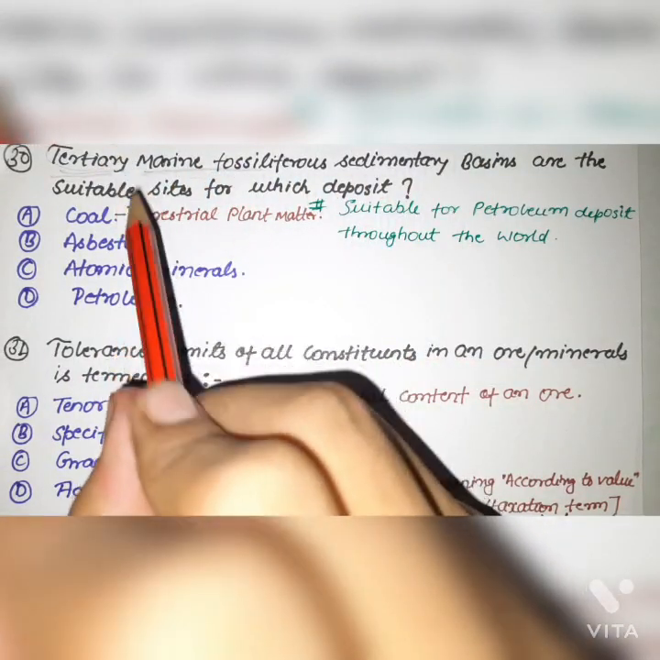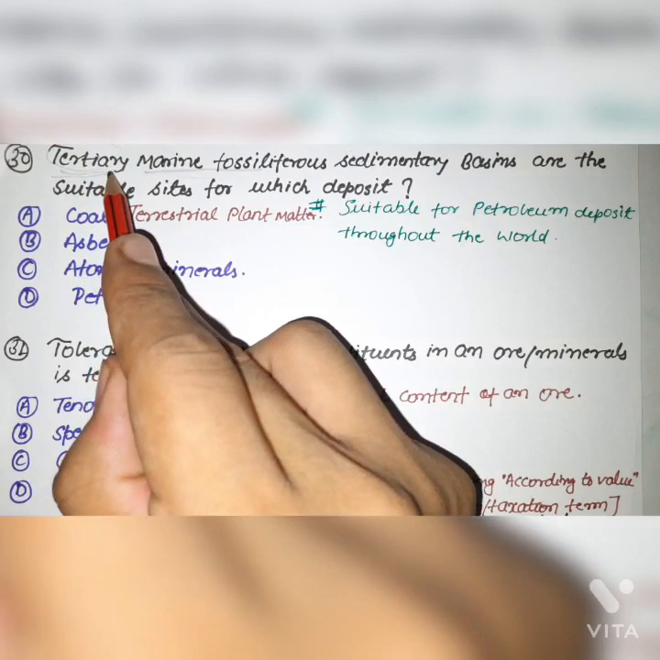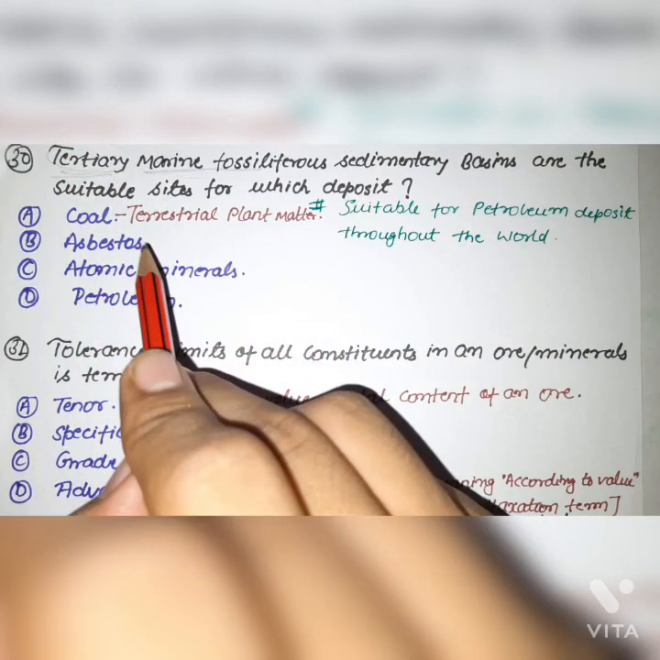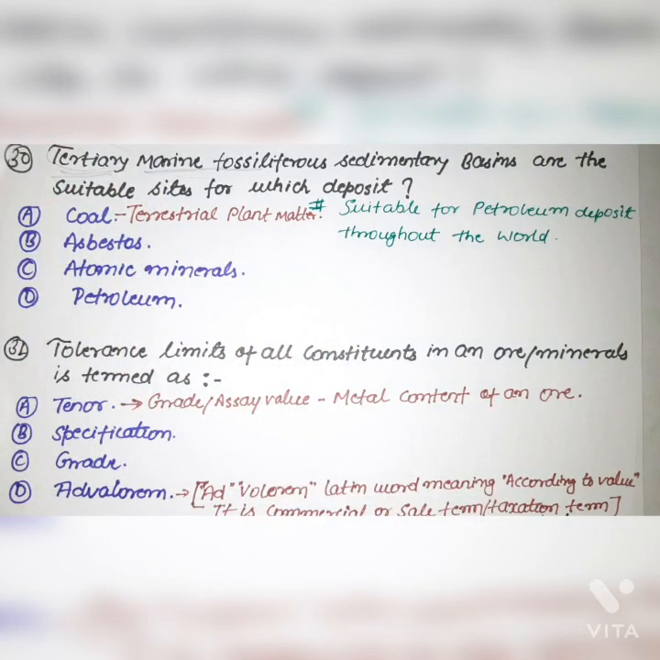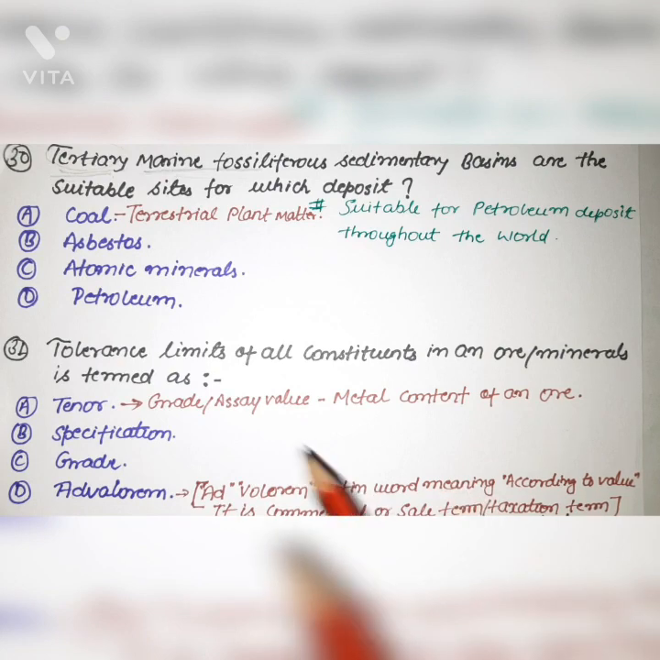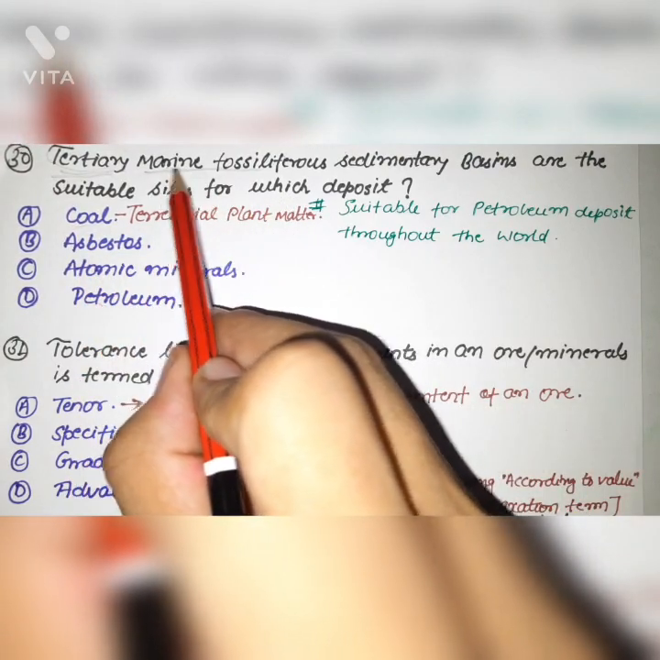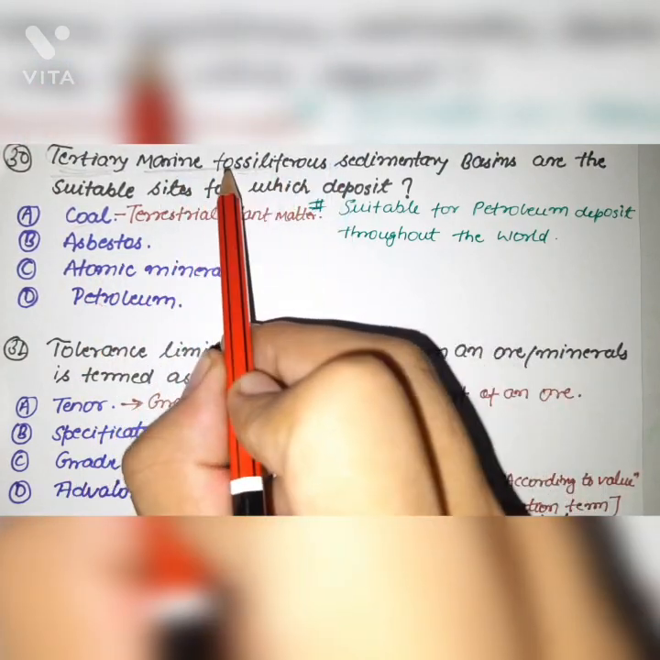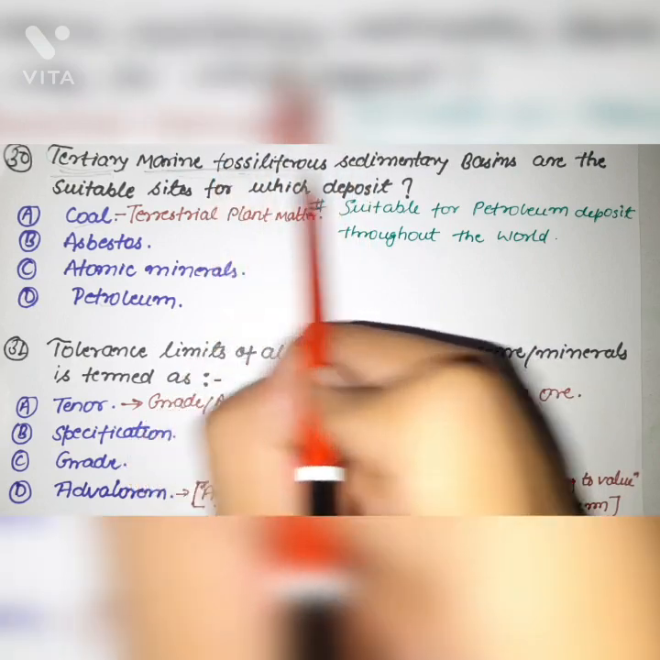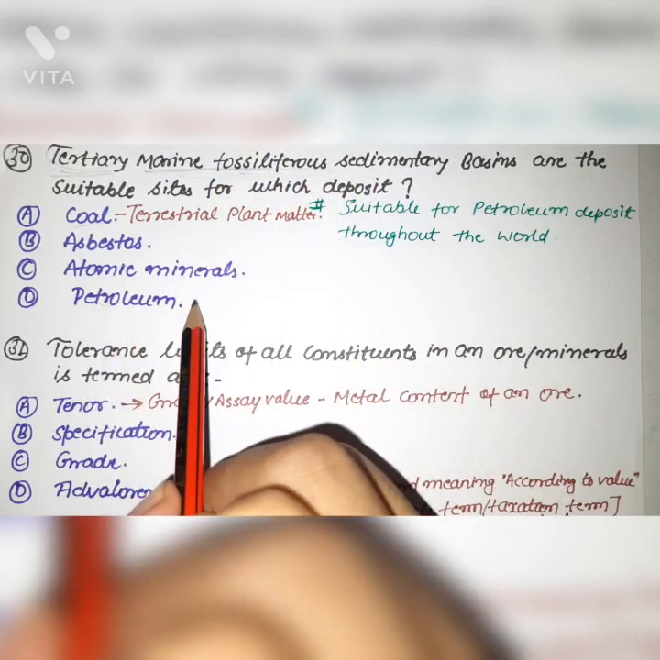So you will all know that tertiary sedimentary basins are suitable sites for lignite deposit, okay, and also for petroleum deposit. The first condition says that these are especially for coal deposit and petroleum deposit. Now the second condition is that these are marine fossiliferous sedimentary basins. So this clearly indicates that these are suitable for petroleum.